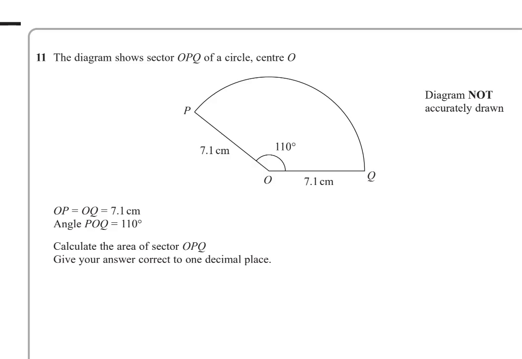Number 11. The diagram shows sector OBQ of a circle, center O. OB equals OQ equals 7.1 centimeter. Angle BOQ equals 110. Calculate the area of the sector OBQ. Give your answer correct to one decimal place. Area of the sector equals angle, which is 110, over 360 times r squared. So times 7.1 squared equals 48.4 centimeter square to 3 significant figures.